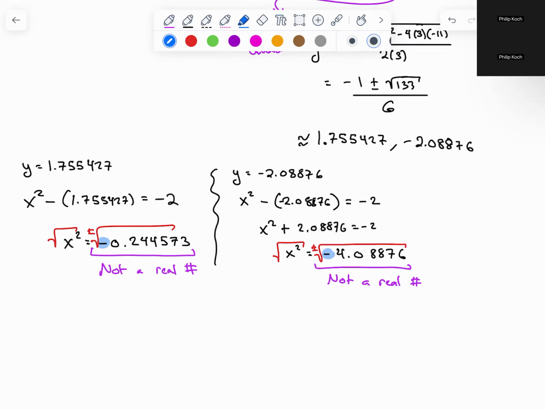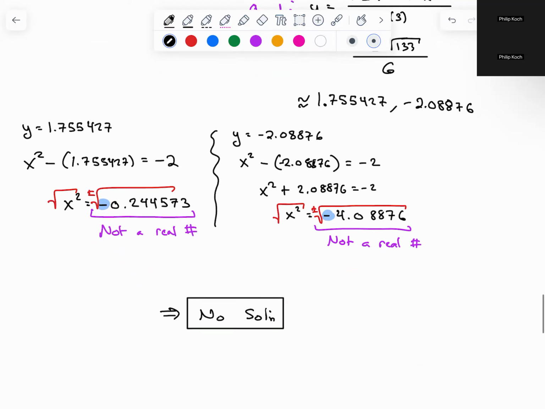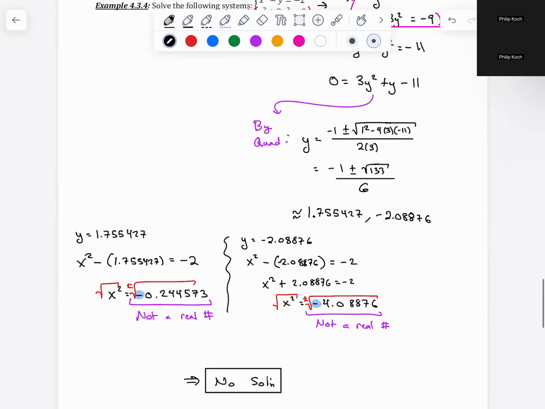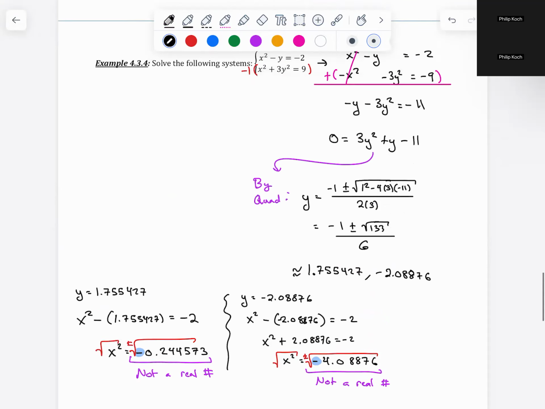Point is, we tried y equals 1.755. It didn't work. We tried y equals negative 2.08876. It didn't work. So the answer is no solution. At least no real solution. And that would also make sense if we knew what these graphs looked like. I'm gonna come back to them for a second.